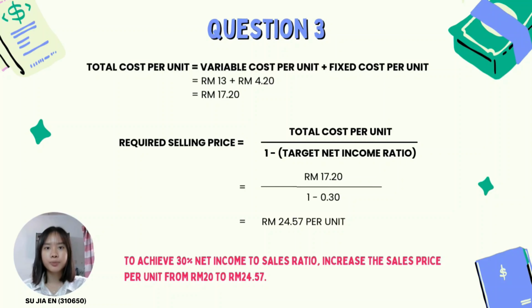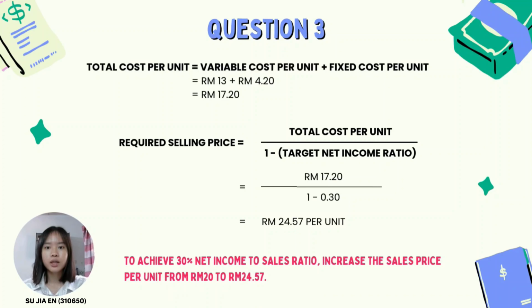After determining the total cost per unit, the next step is to calculate the required selling price. The question states that the company wants to earn a net income equal to 30% of sales. This means that 70% of sales will cover total cost, while the remaining 30% represents the profit. So, to calculate the required selling price, the formula is selling price equals the total cost per unit divided by 1 minus the target net income ratio. By substituting the values into the formula, we get 17.2 divided by 1 minus 0.3. After calculation, the required selling price is 24.57 per unit.